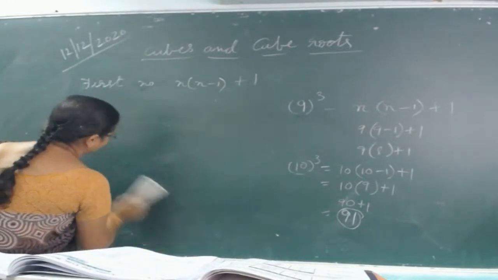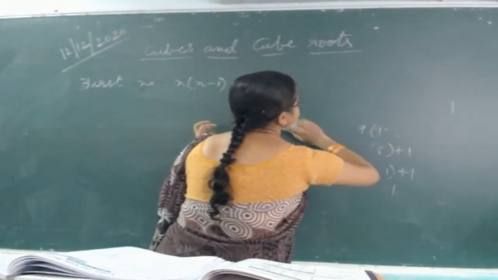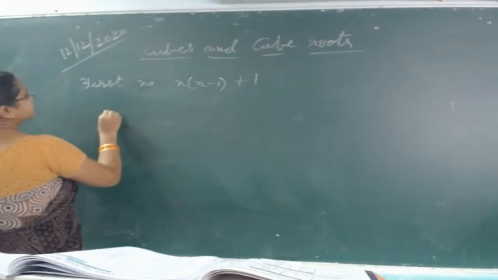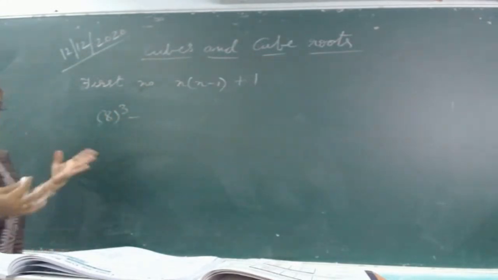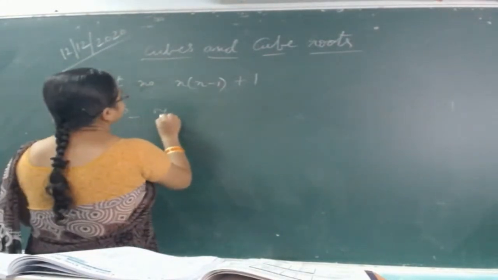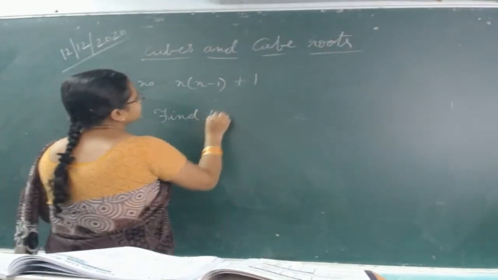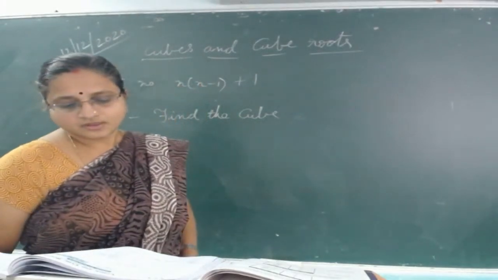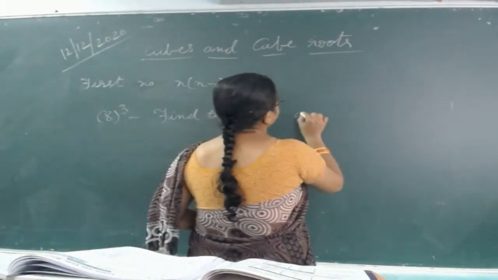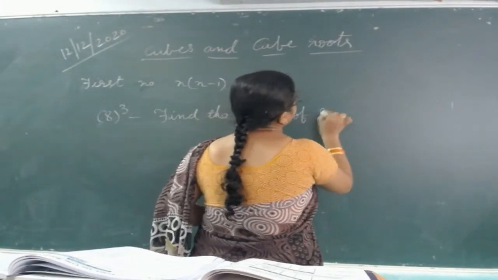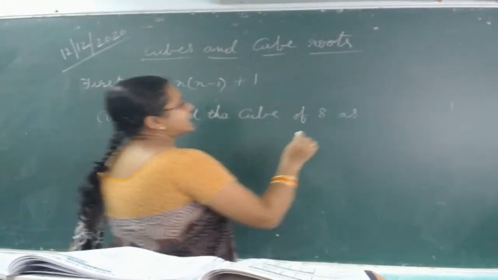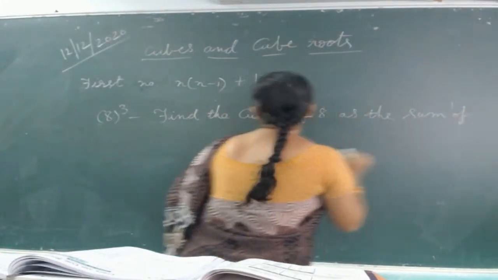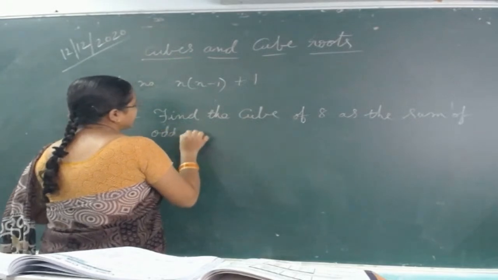First one, everybody look at me. I have given you one number, any number. Take it as 8 cube. What is the question? Find the cube of 8 as the sum of odd numbers. Understand or not? As the sum of odd numbers.